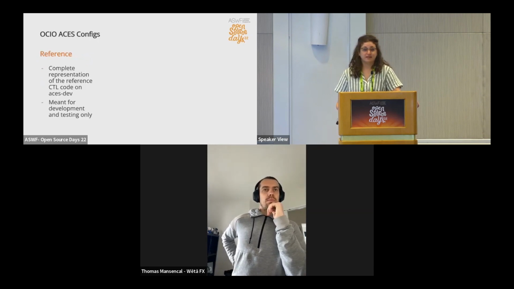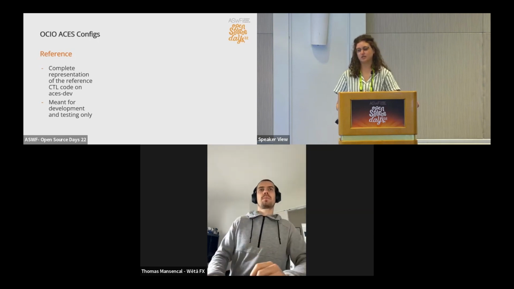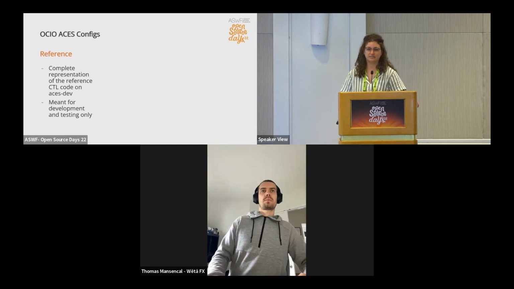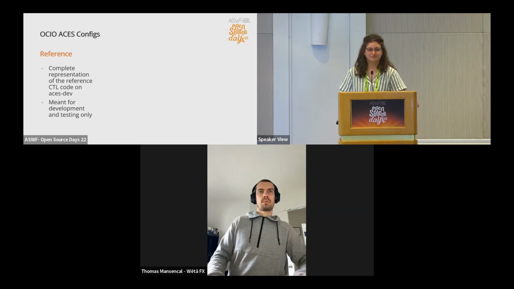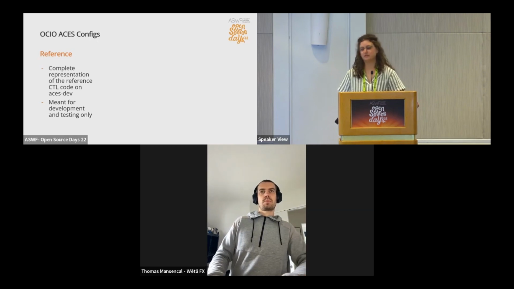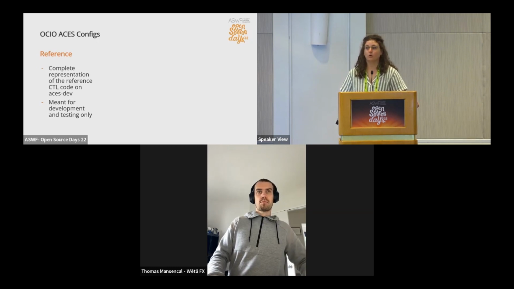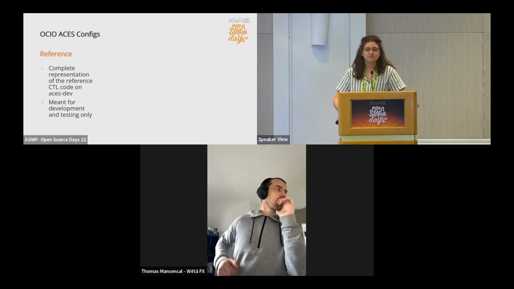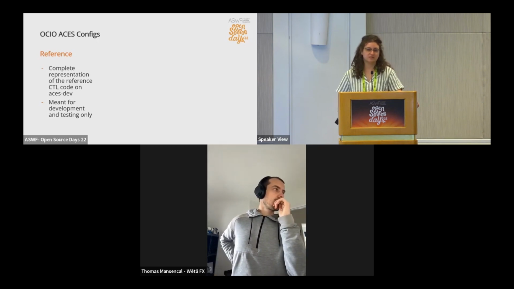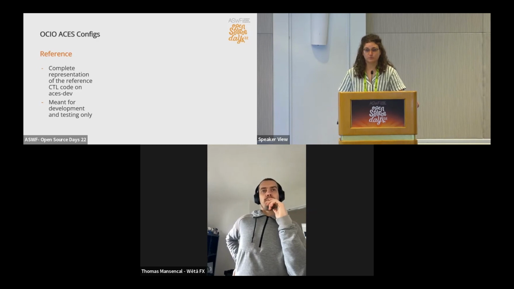The first config is what we're calling the reference config, and it's a complete implementation of the CTL code on ACES dev, nothing more and nothing less. And it's meant for development and testing. So if you're looking to integrate OCIO in your application or looking to verify your ACES implementation in some way, you should be able to pull this config and use it for those purposes, for testing and verification against the ACES framework.